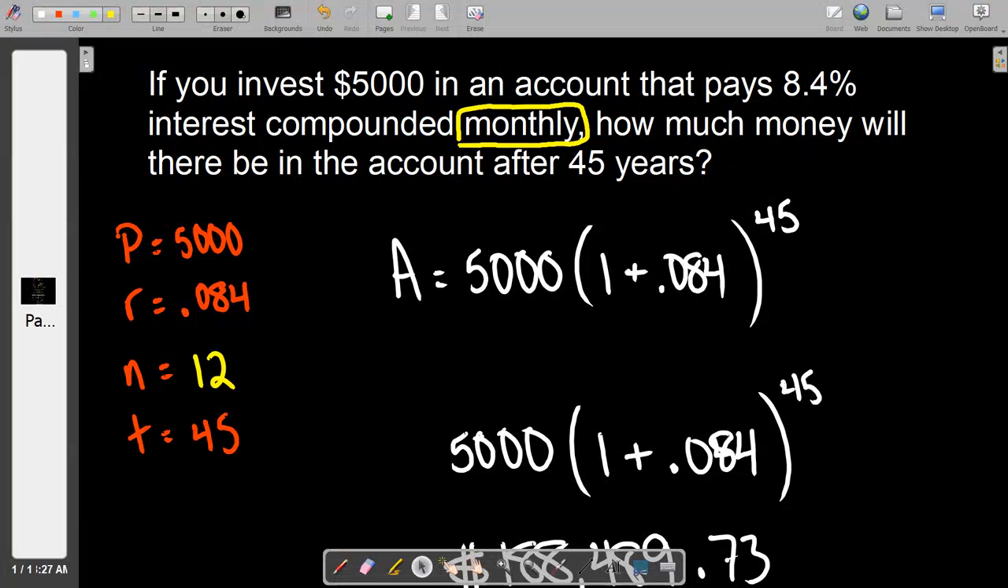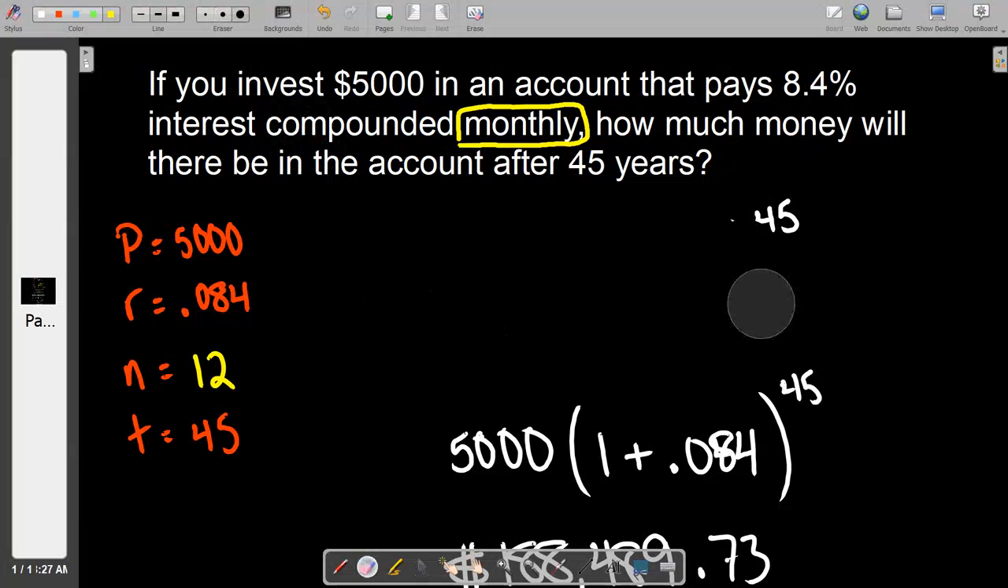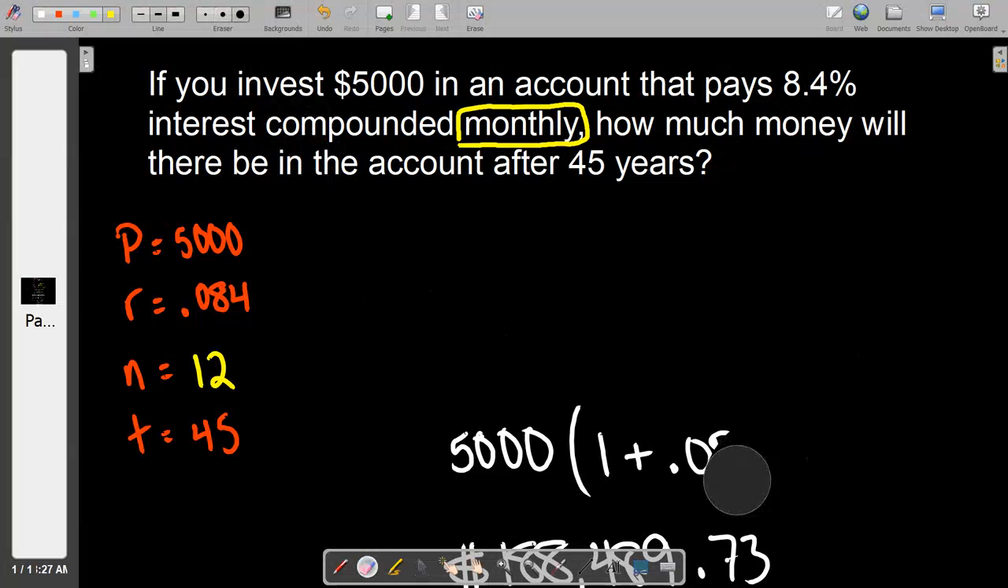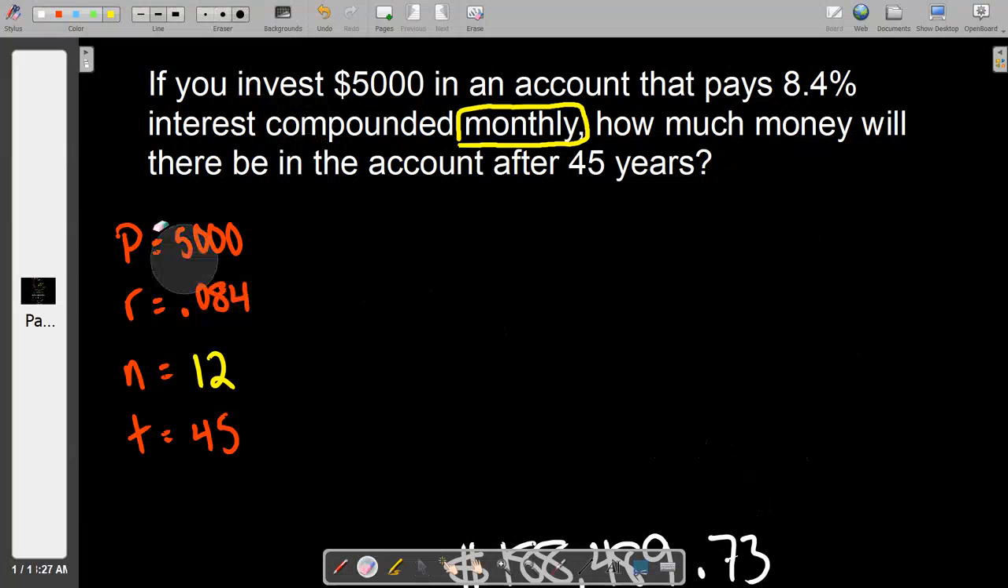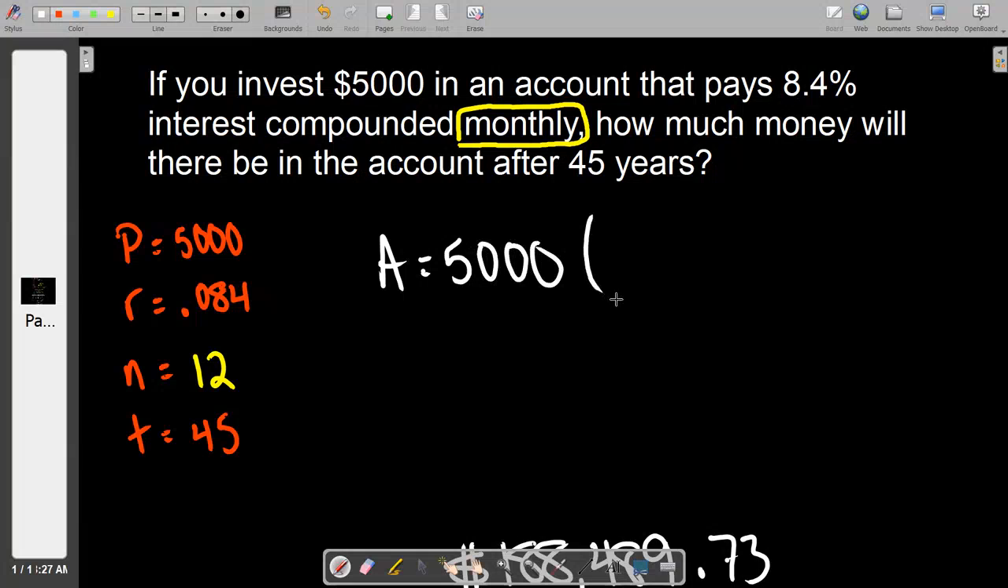So I'm going to do a little bit of erasing up here on the board. And we're going to redo our formula. It's still going to say A equals. It's still going to say 5,000. It's still going to have an open parentheses. It's still going to have 1 plus. It's still going to have 0.084. But now I can't poo-poo this like it's not important. What goes under the 0.084? The 12. And I hope this is where it comes together, how this formula works.